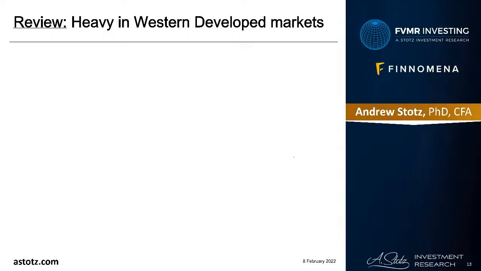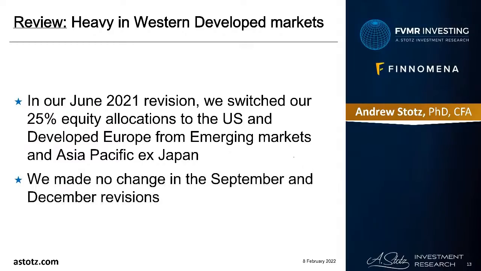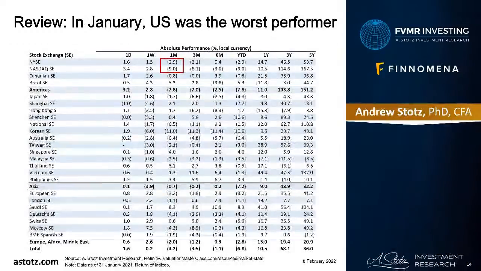Now, we've been heavy again in these Western developed markets, and in June, we switched that allocation to 25% and shifted down our allocation to the emerging markets in Asia ex-Japan. And we've made no change in the September and December revisions right now. So there are no changes in this strategy.